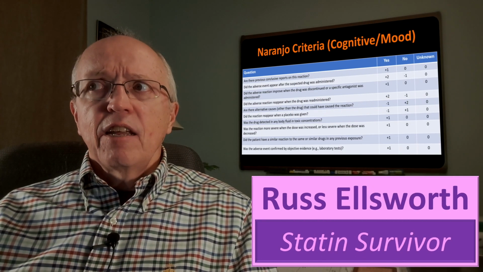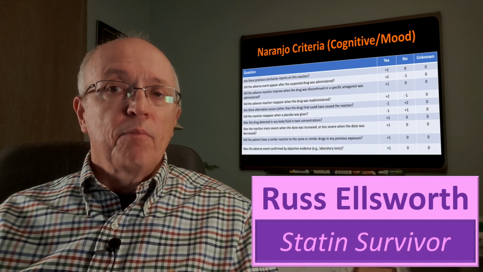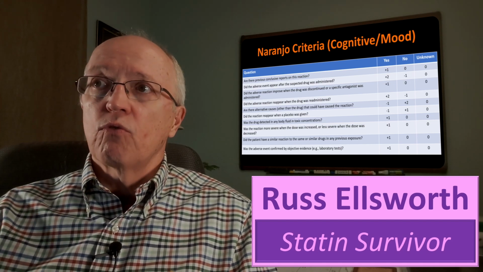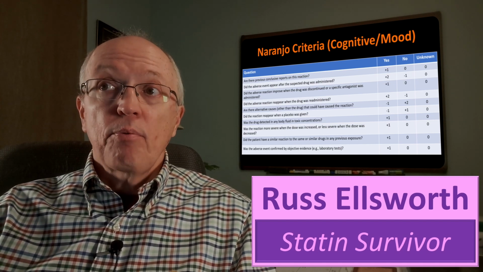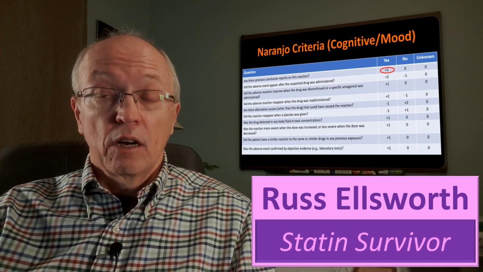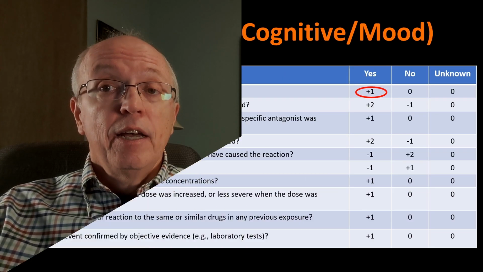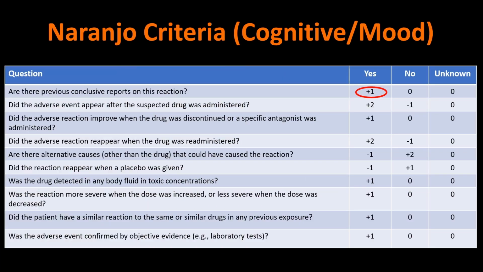I also had cognitive and mood disorders, I would call them. So let's take a look at how those rank by this criteria. Are there previous conclusive reports on a reaction? Yes, there are previous reports of this in the literature everywhere. A lot of doctors deny it, but cognitive and mood problems definitely show up.